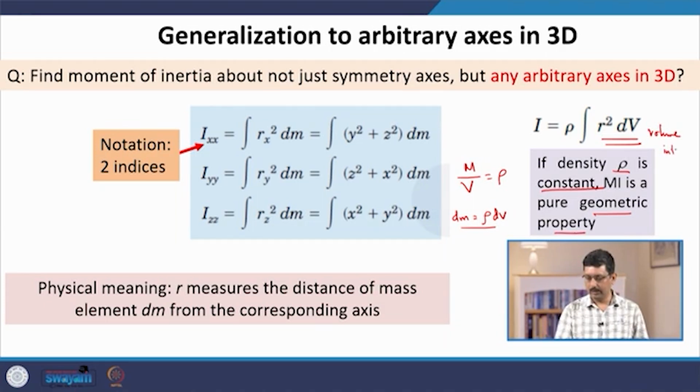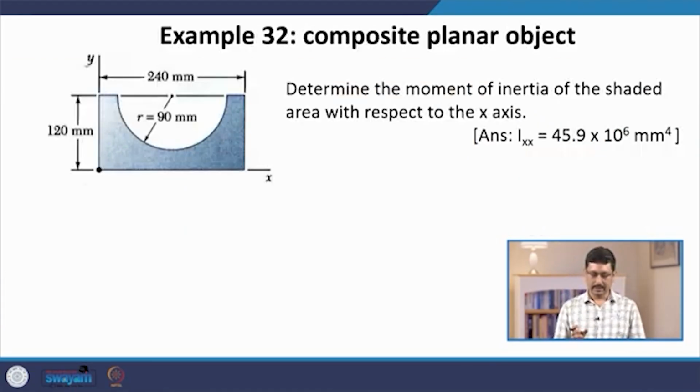Now we see that even though I have shown only one integration sign, it is actually a volume integral, so we are doing three integrations. So, let us now take an example. Even though this is an example with a planar object, a lot of aspects about moment of inertia calculation and various tricks will be evident in this example, so pay attention to it.